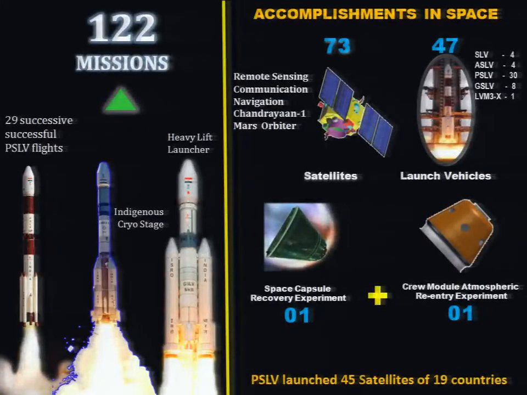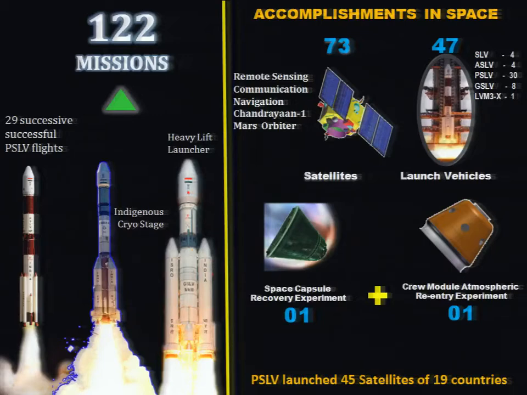What I intend to do is just give you a glimpse of where we stand today in the Indian space program, and then get into how the space program has been trying to make use of indigenization in many important areas. See, today we have just completed about 122 missions, about 73 satellites, which encompass remote sensing, communication, navigation, and also the space science missions of Chandrayaan and Mars. We have launched about 47 launch vehicles: 4 SLV, 4 ASLV, PSLV 30, of which 29 are consecutively successful.